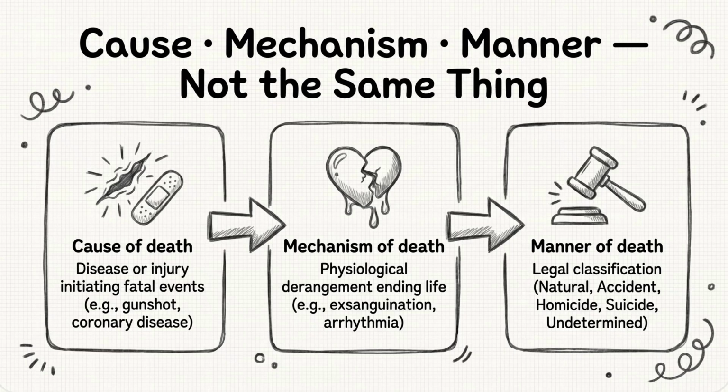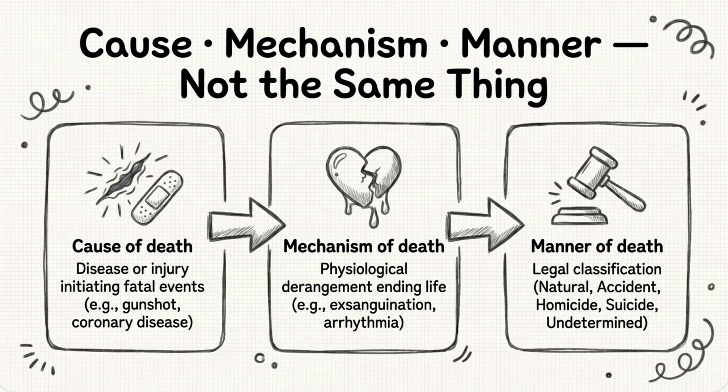These three terms are used imprecisely, even by experienced clinicians, so let's lock them down now. The cause of death is the disease or injury that started the chain of events leading to death. For example, a gunshot wound of the chest or severe coronary artery disease. The mechanism of death is the physiological derangement that actually ends life. For example, exsanguination from the gunshot or a fatal arrhythmia from the coronary disease. These two can be confused because they sound similar, but they answer different questions.